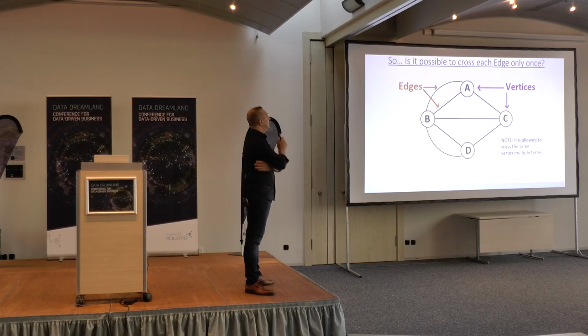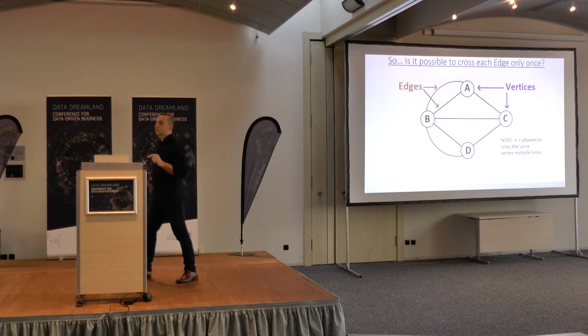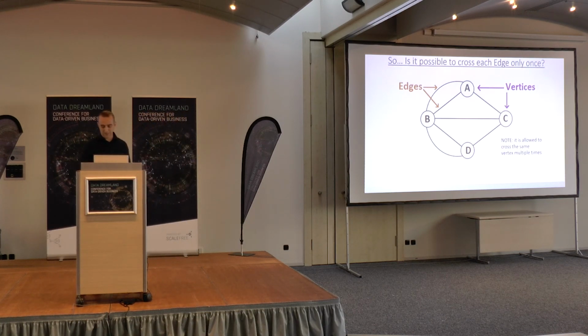So is it possible to cross each edge only once? So I repeat, edges are the lines and vertices are the islands, let's say. And I remind you, it is allowed to cross the same vertex multiple times. That you can do. What you cannot do is to cross the edge multiple times. So the answer is no, it's impossible.